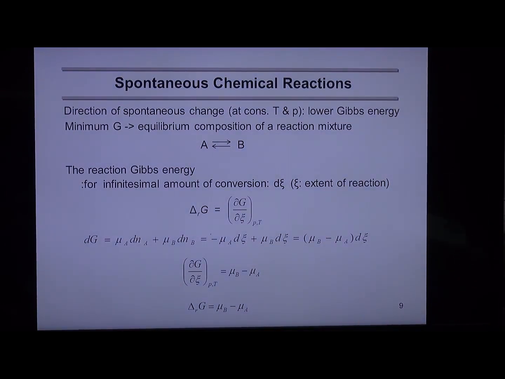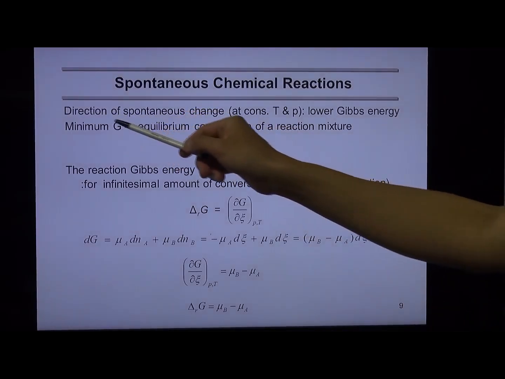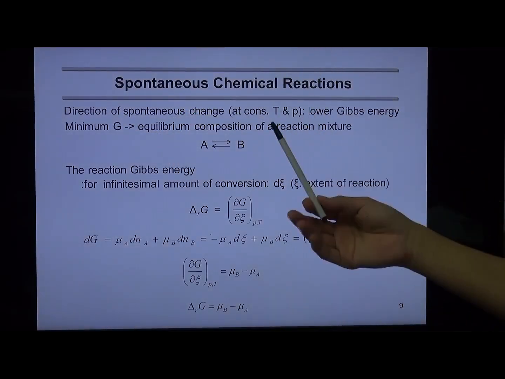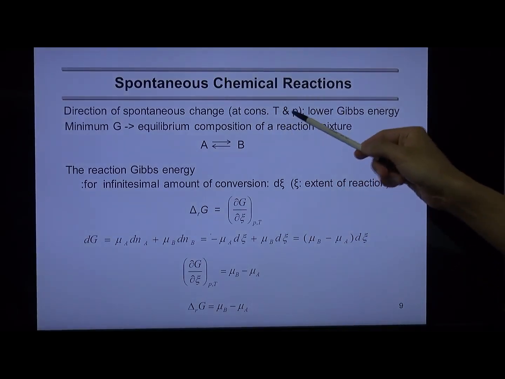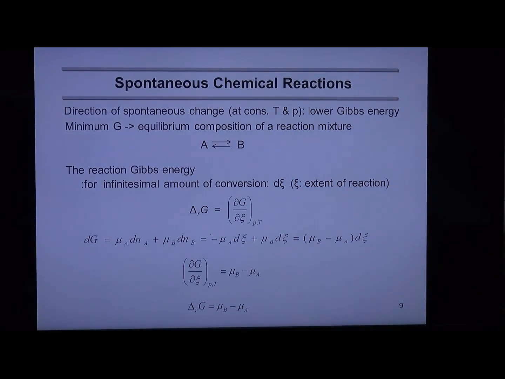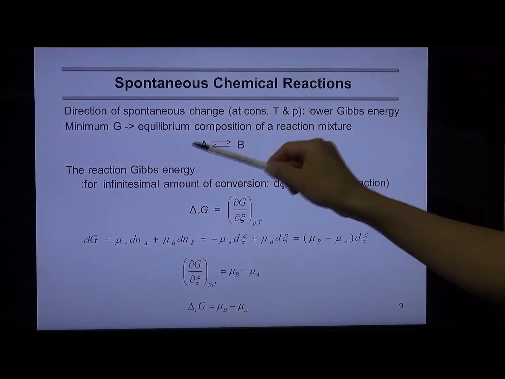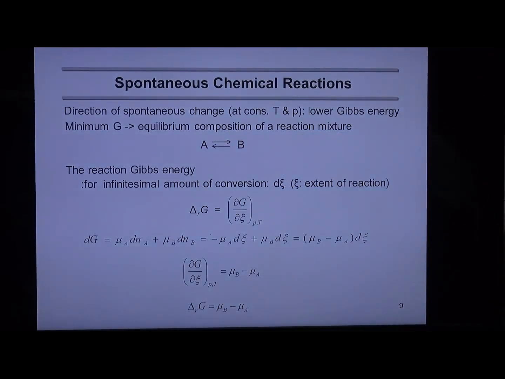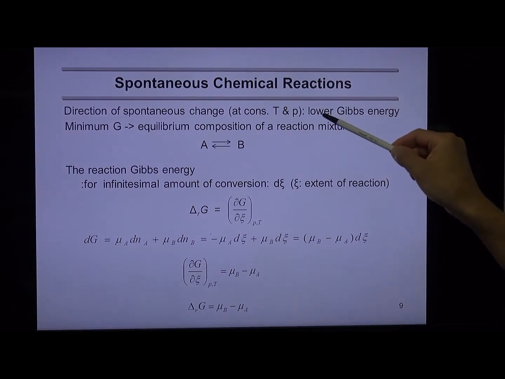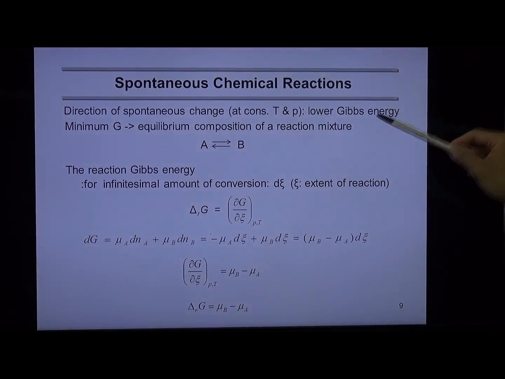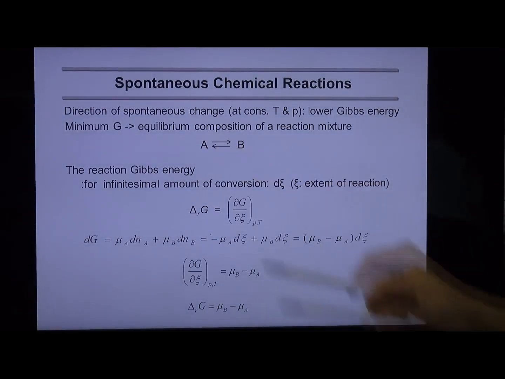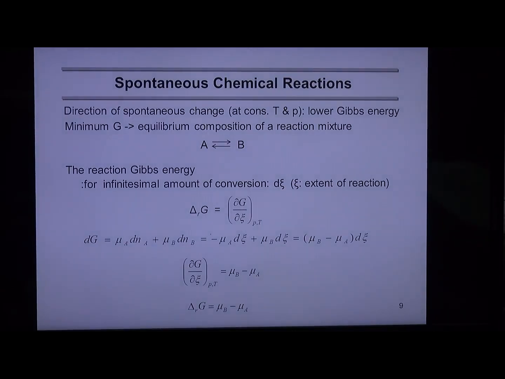From previous chapters, we learned that the direction of spontaneous change, if there is a chemical reaction at constant temperature and pressure, lowers Gibbs energy, right? Then, to determine the equilibrium composition of this reaction mixture, what we need to do is calculate the Gibbs energy of the reaction mixture. The composition at which the Gibbs energy is lowest is the equilibrium composition. Very simple, right?